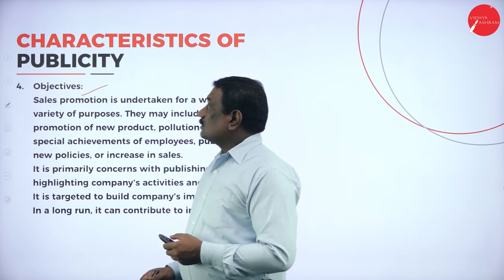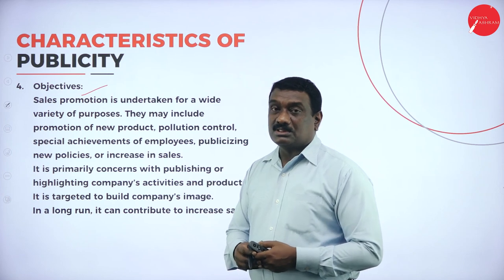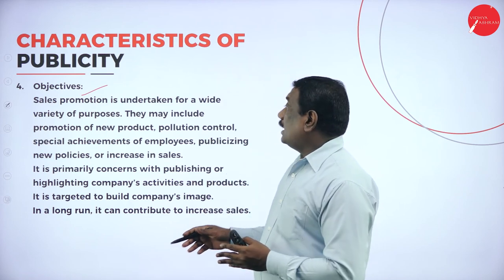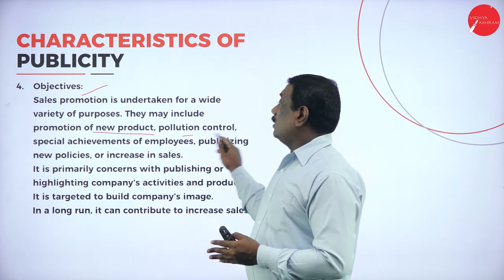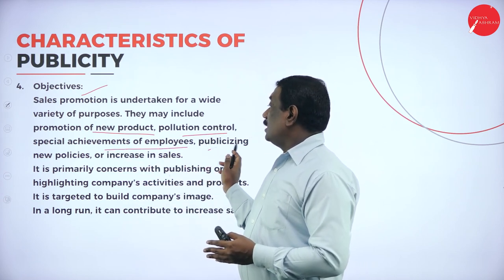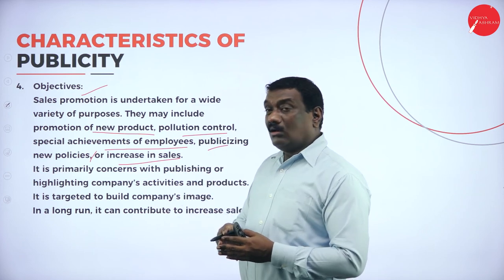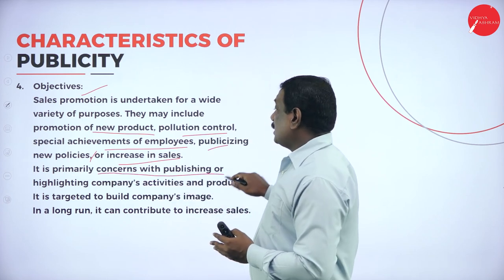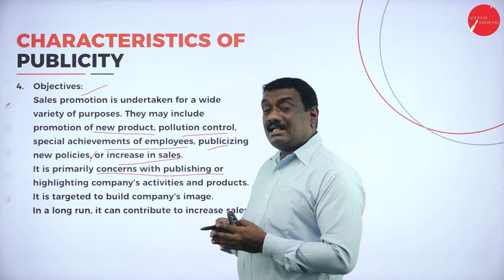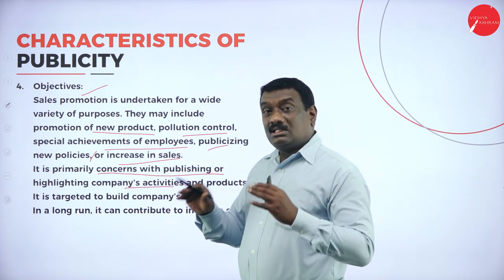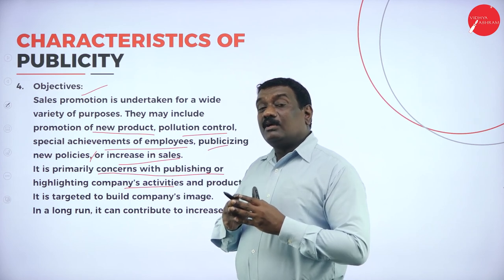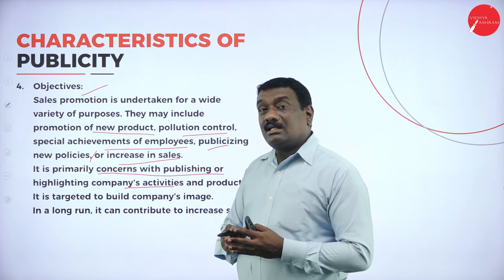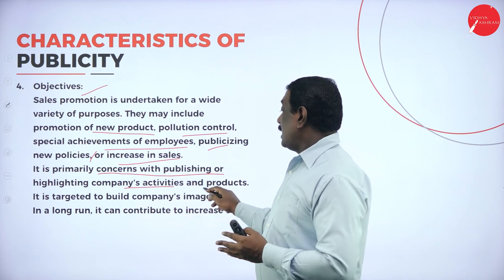The next one is objectives. Now, sales promotion is undertaken for a wide variety of purposes. You know that. So sales promotion is done in order to promote the product or a variety of products, and they may include promotion of new products, pollution control, special achievements of employees, publishing new policies, increase in sales. All these are the important objectives of publicity. It is primarily concerned with publishing or highlighting the company's activities. So publicity is totally meant to show the highlights of that particular company's activities as well as its products.